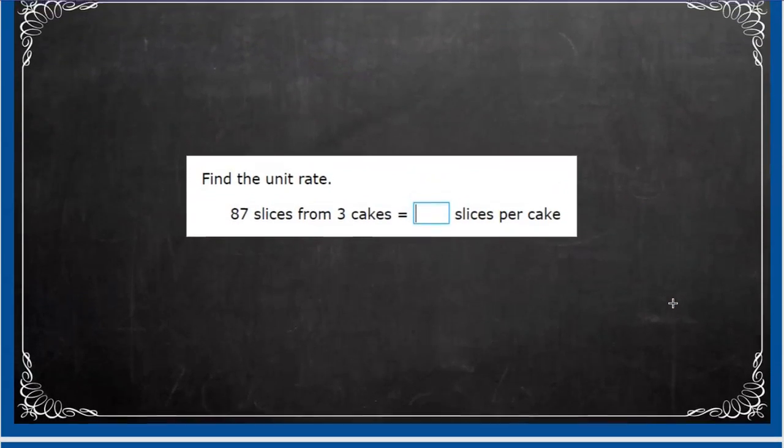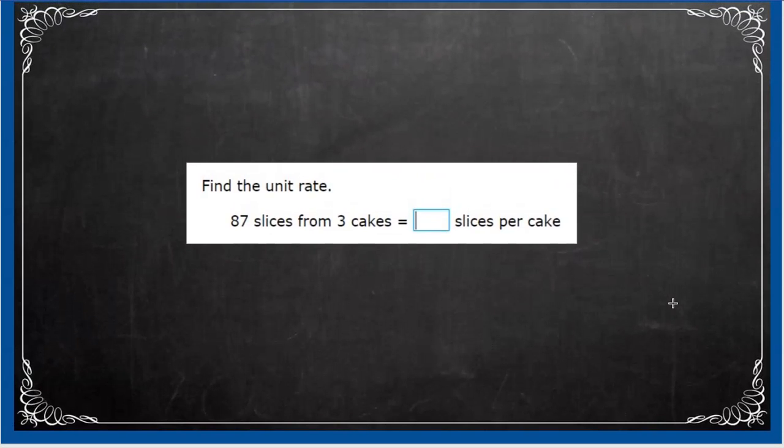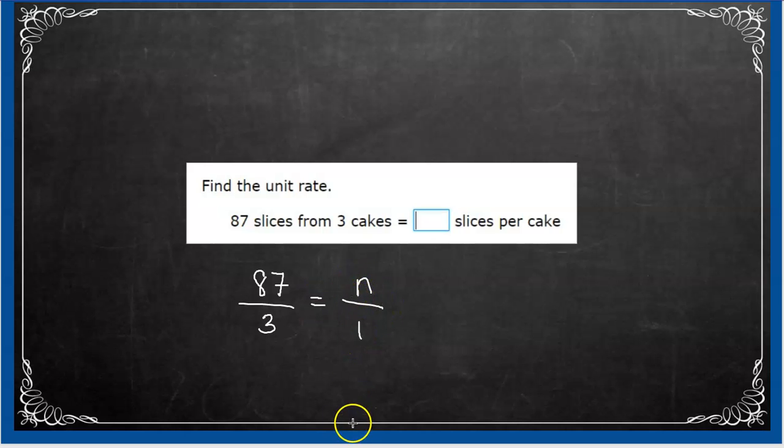Find the unit rate. 87 slices. So we have 3 cakes, and we can get 87 slices of cake from 3 cakes. So they want to know how many slices are in each cake. So what we would do is we would take the 87 and we would divide it by 3, fraction. And what we're looking for is how many are in one. Now, we're not going to go into proportions and solving these proportions, but this is basically how you think about it. If there are 87 in 3, how many are in 1?